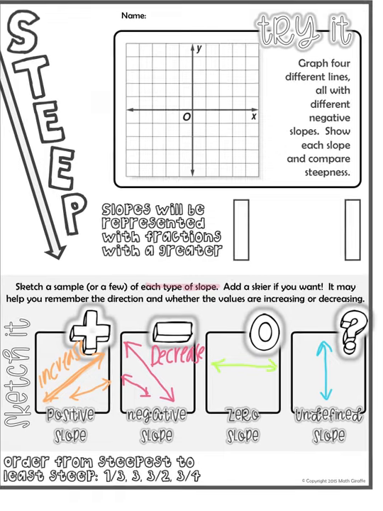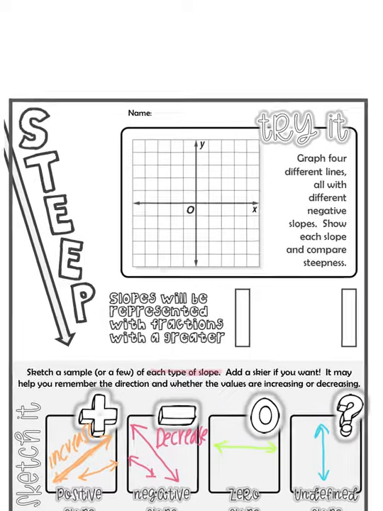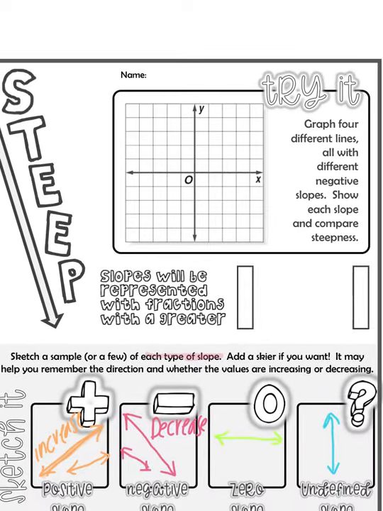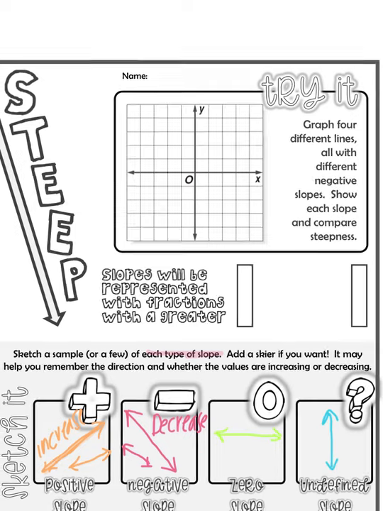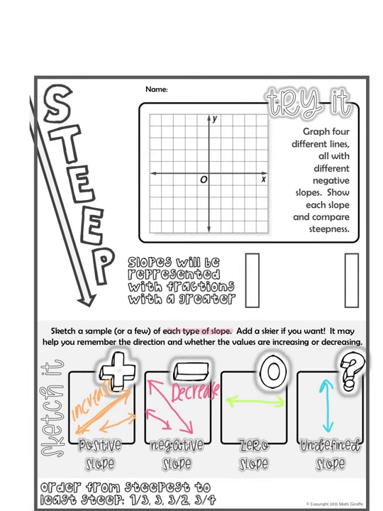Okay, so now we're actually going to move up to the top part here. And before we look at this, try it, I want you to think about steep and steepness. So if you're talking about skiing slopes, the steeper the slope, the more fun it's going to be. So slopes will be represented with fractions with a greater absolute value. So this right here is absolute value, and the bigger the absolute value, the steeper the slope.